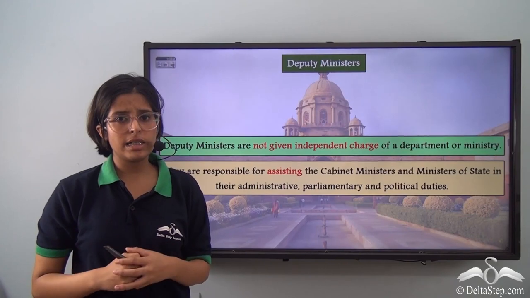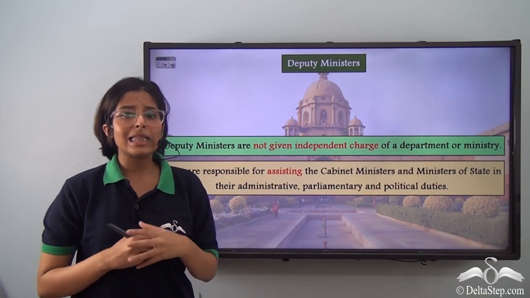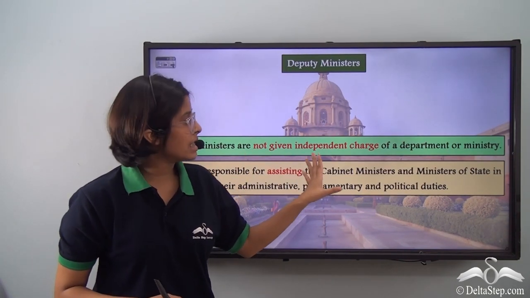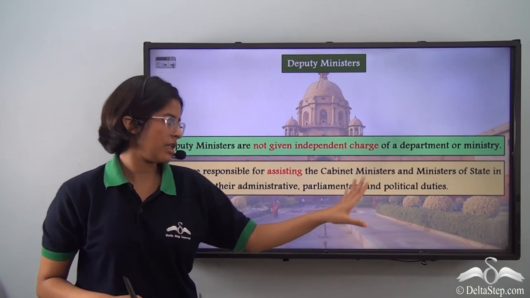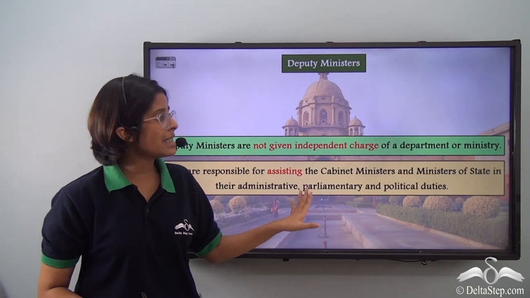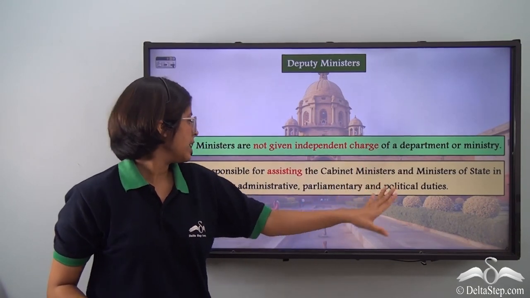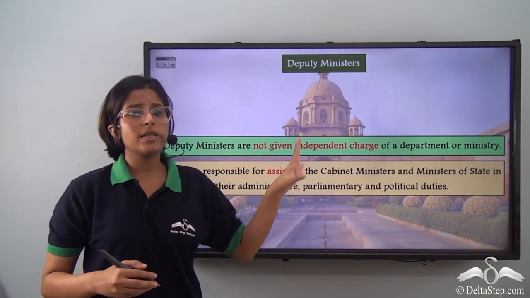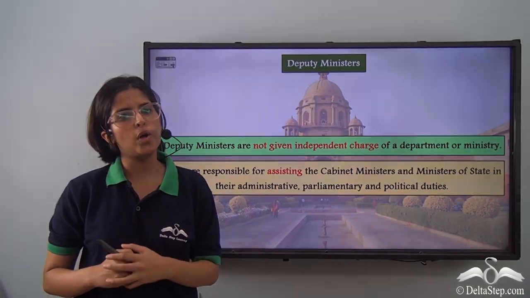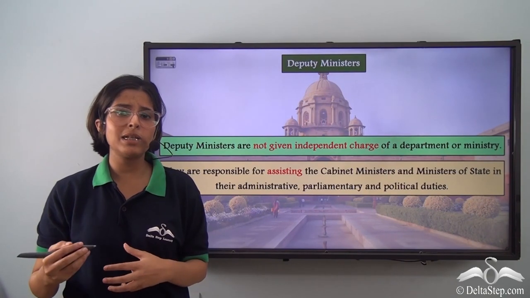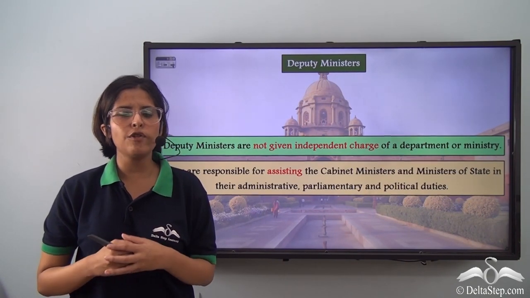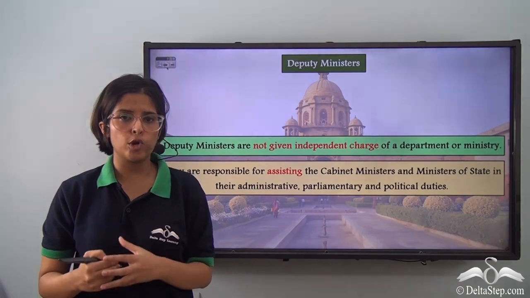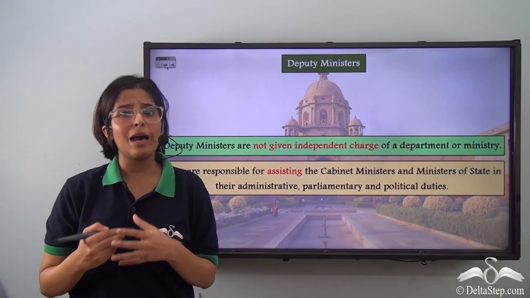The third category of ministers is deputy ministers. These ministers are not given independent charge. So deputy ministers are not given independent charge of a department or ministry, but they are responsible for assisting the cabinet ministers and the ministers of state in their administrative, parliamentary and political duties. So the deputy ministers do not attend the cabinet meetings at all. So the deputy ministers help the cabinet ministers and ministers of state in the efficient functioning of the government. The deputy ministers do not have individual posts or portfolios and are thus working under the cabinet ministers or the ministers of state.